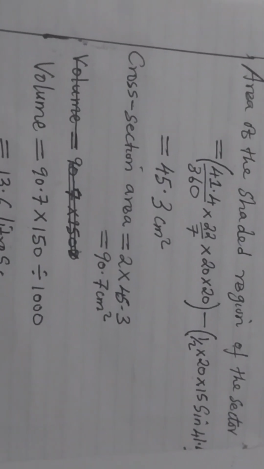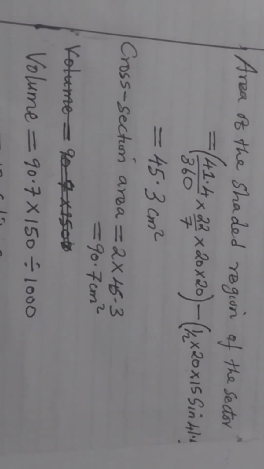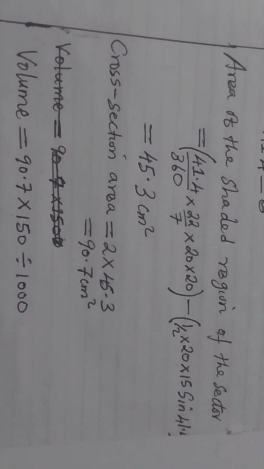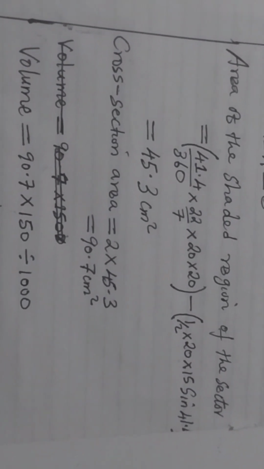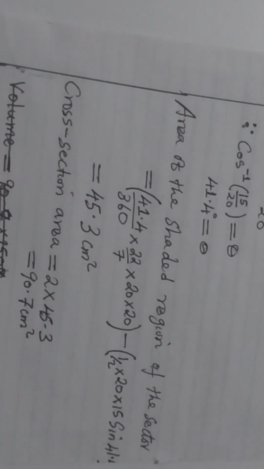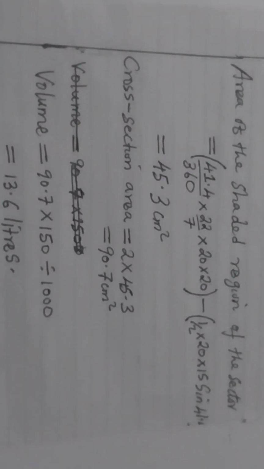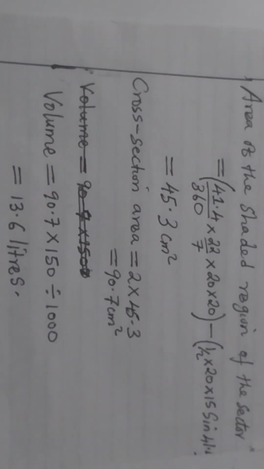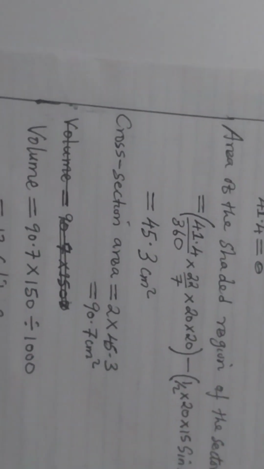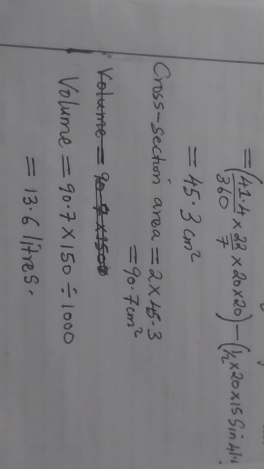So cross-section area, remember, cross-section area, we are going to get it by multiplying 45.3 by 2. Because remember, we just extracted a half. We are just using a half part of the cross-section area. So we have to multiply it by 2. That is, we multiply 45.3 by 2 to get 90.7.